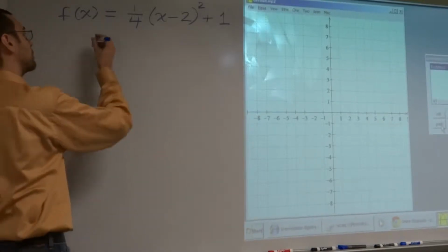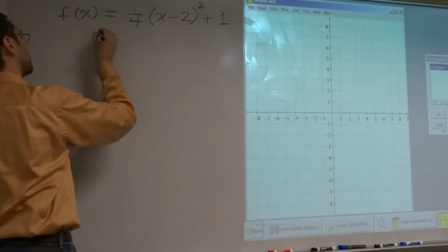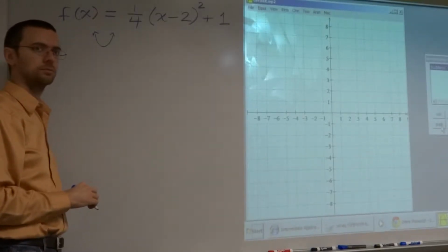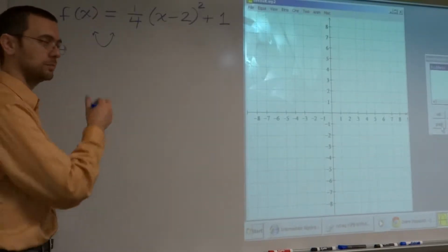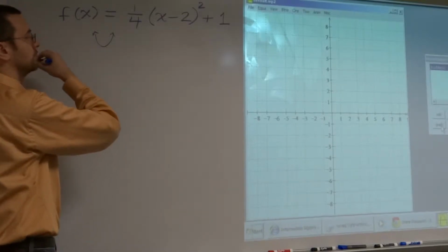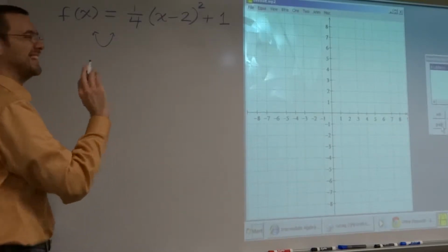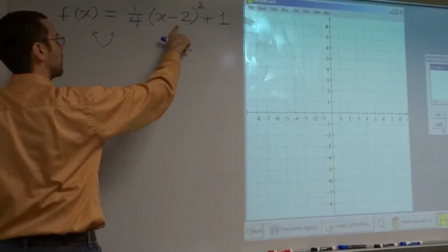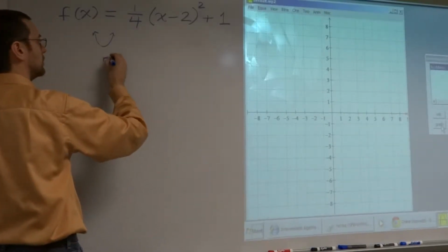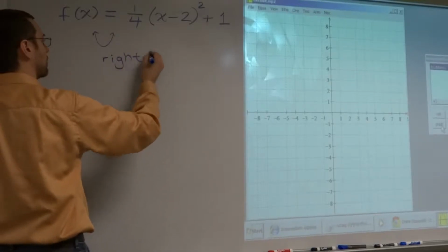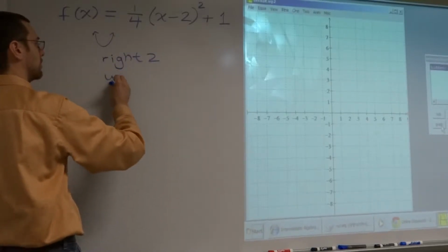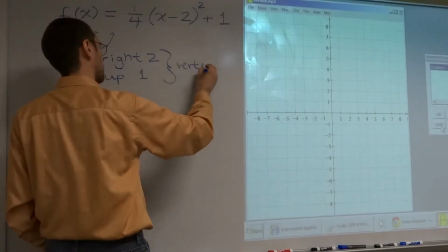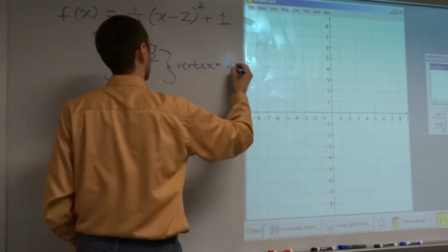It's a parabola, so we know we have that shape. What else do we know about this? Anything at all that you can tell me. So this tells me I go what? Right 2. I'm going to go right 2 and then up 1, so it gives me my vertex as what? 2, 1.